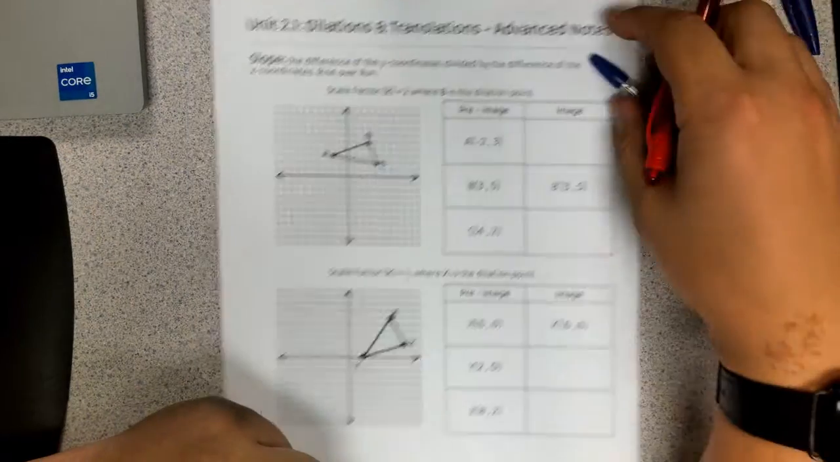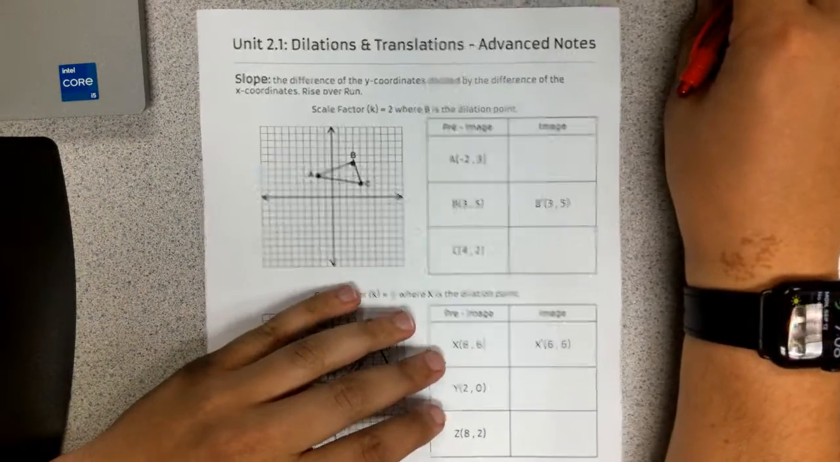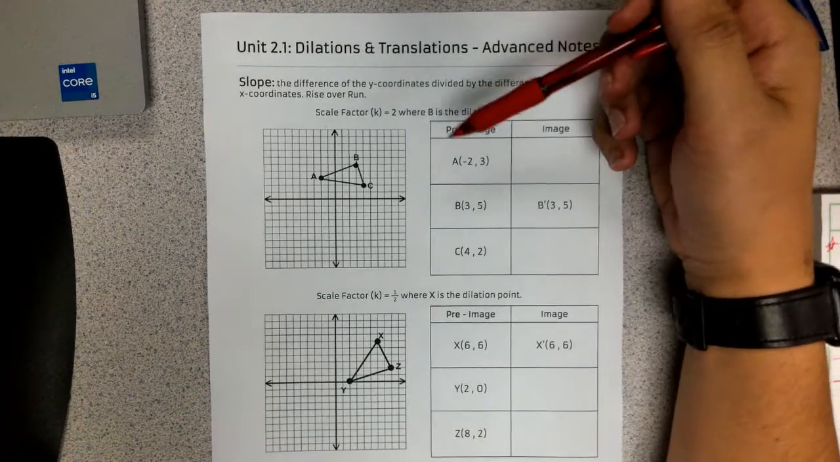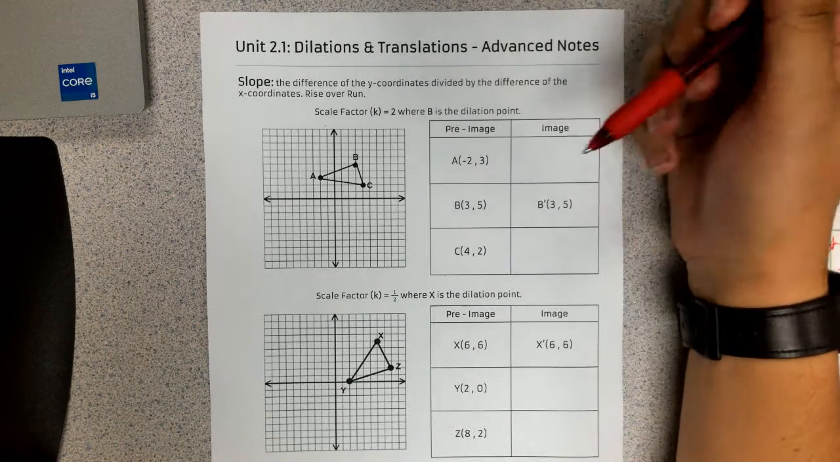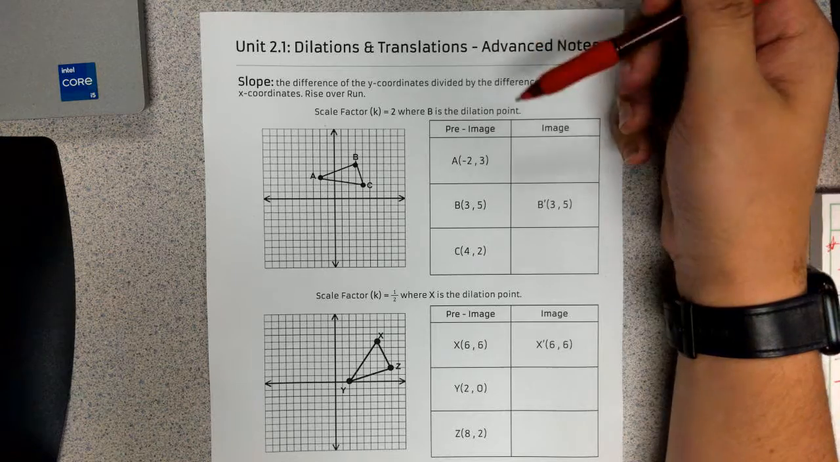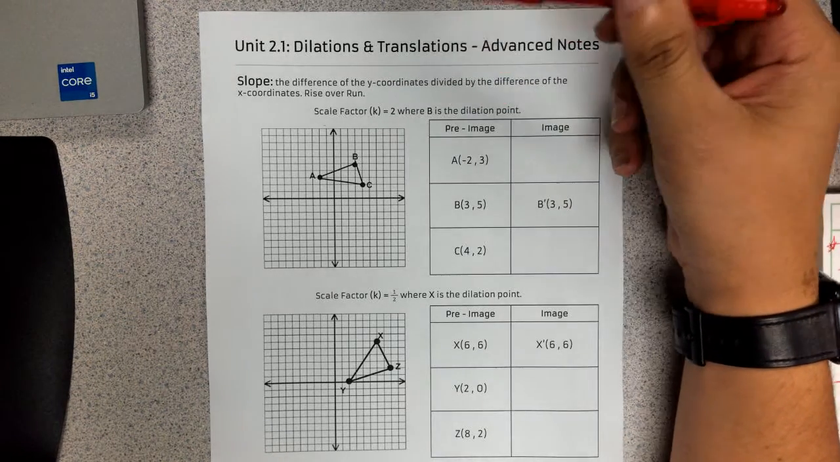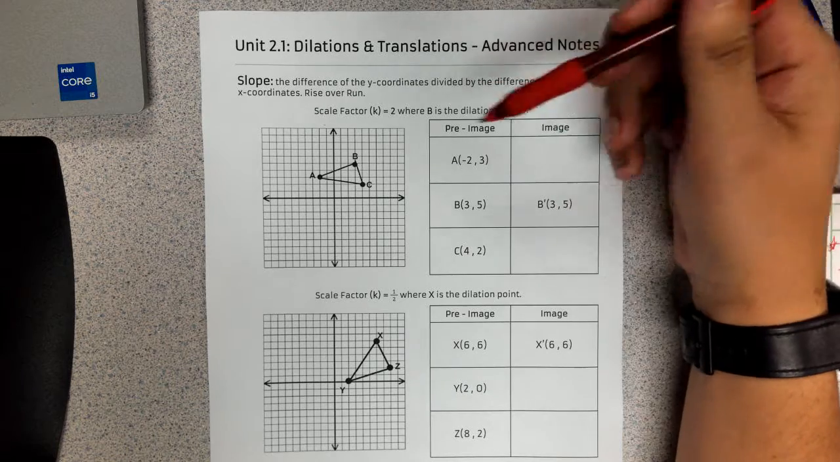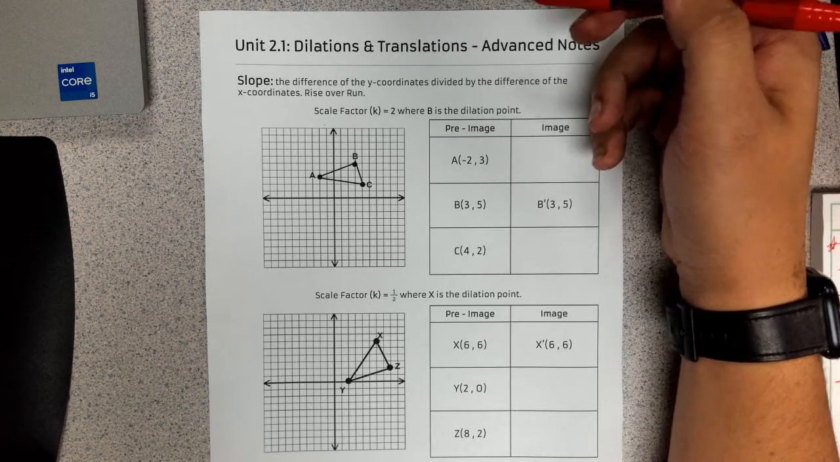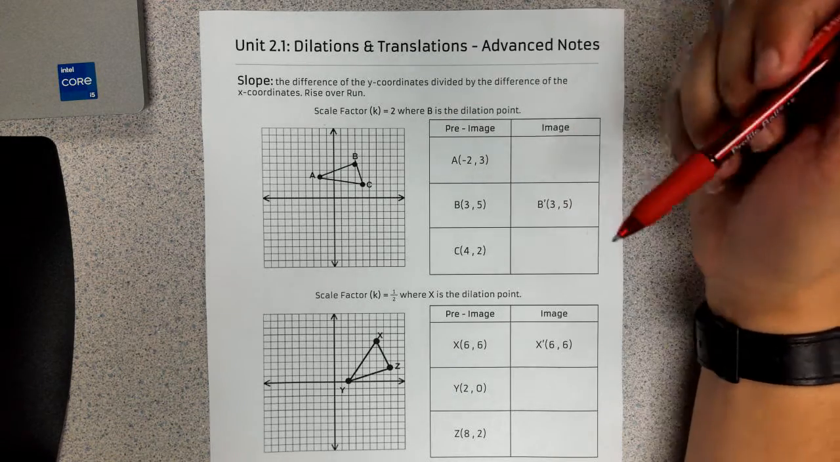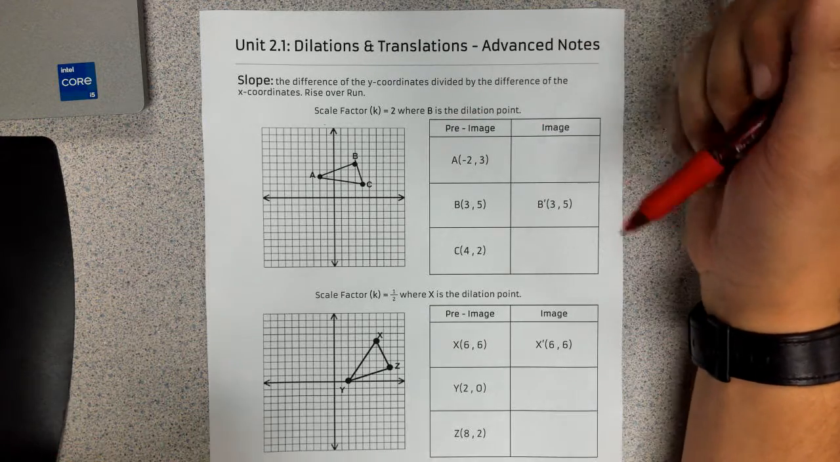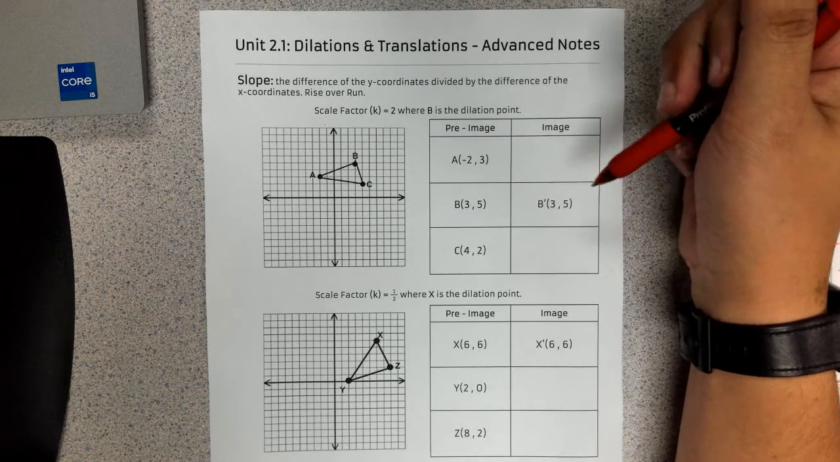Okay, in this video we are learning how to dilate a figure from a point that is not the origin. In order to do this, we have to find the slope, which is the rise over run. It's the difference of the y-coordinate divided by the difference of the x-coordinate. And so we're going to do it two different ways. We're going to use counting, and then at the bottom we are going to use our slope formula.